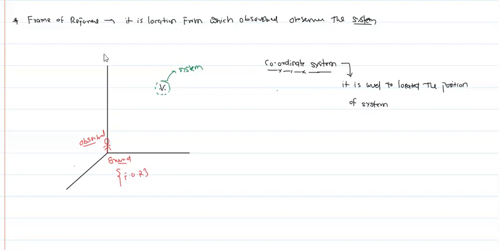You can see the coordinate system here. I defined one coordinate system. This is called the x-axis, this is called the y-axis, and this is called the z-axis. These three lines are mutually perpendicular to each other, which means the angle between these lines is 90 degrees. This is one type of frame, or coordinate system, and it is called the Cartesian coordinate system.